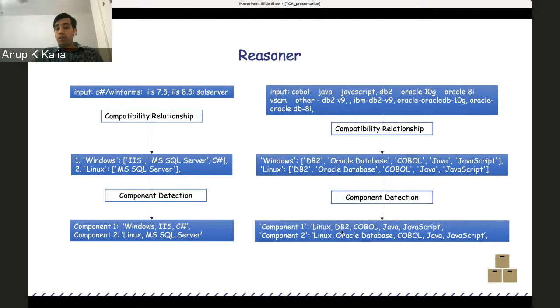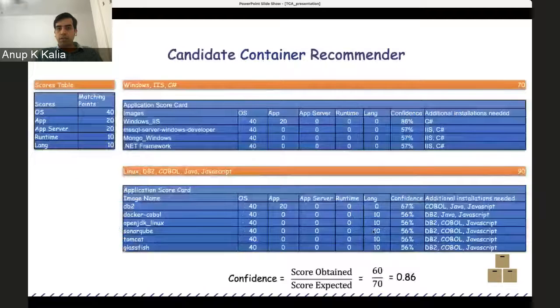We do take a lot of priority on the application and application server first. We want to construct components around that. Then we add the programming languages to each of these components because we really don't know what goes along with what. But imagine these application servers are not present, only programming languages, then we might create the component just using the programming languages. For example, if you have Tomcat and Java, then we would recommend the Tomcat container. But if you have only Java, then we can recommend the OpenJDK container. That's how we do the reasoning to determine the candidate containers.